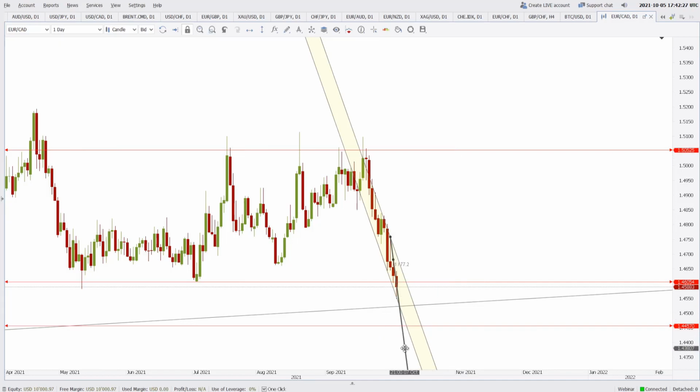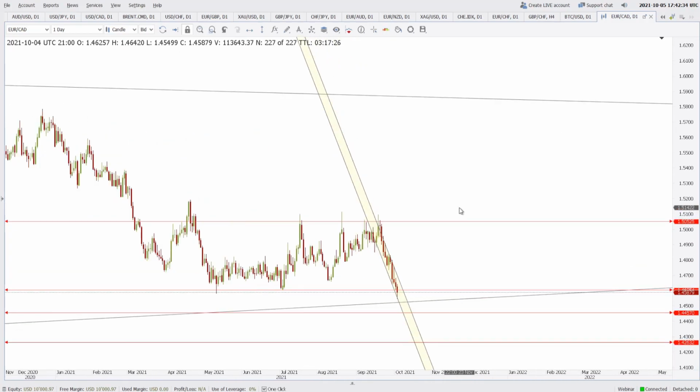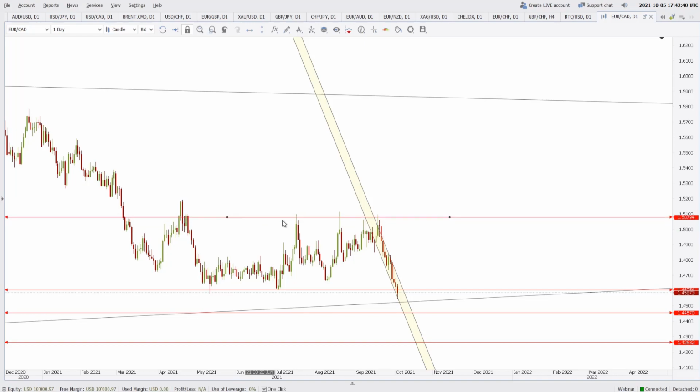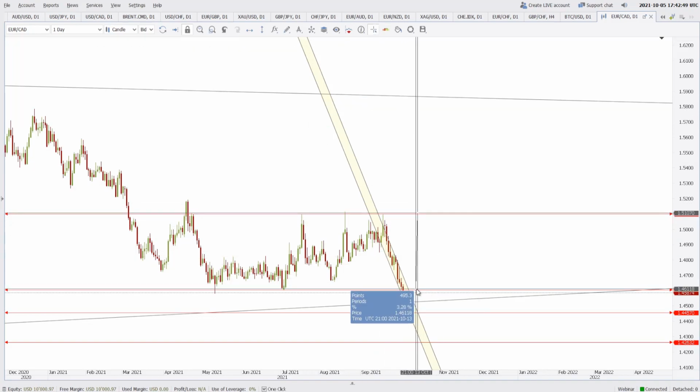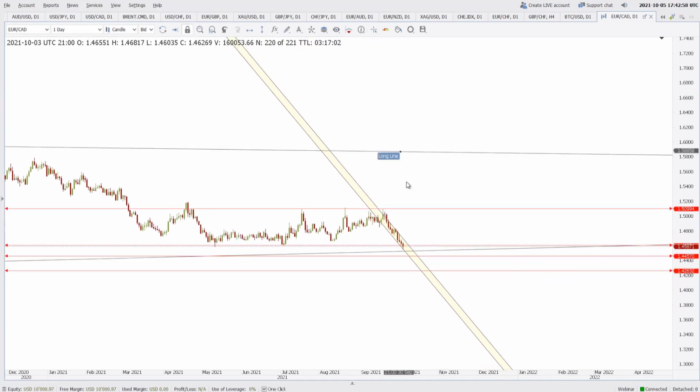Last but not least, I wanted to discuss EURCAD with you. Why? Because it has not closed below, but it has broken the multi-day channel. Actually, this was a horizontal channel which the price was making here. You see this level here. This was a range which has been broken today, so expect the price to move at least 500 points from here.